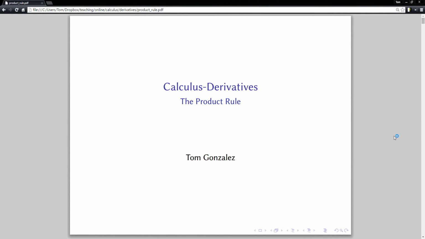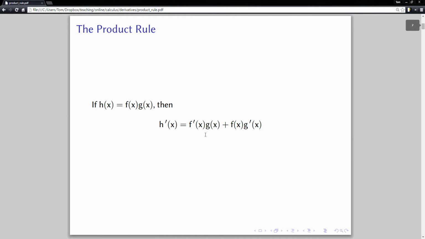In this video, we're going to talk about the product rule. The product rule is the rule that you would use to take the derivative of the product, or multiplication, of two functions. So here's the statement of the product rule.